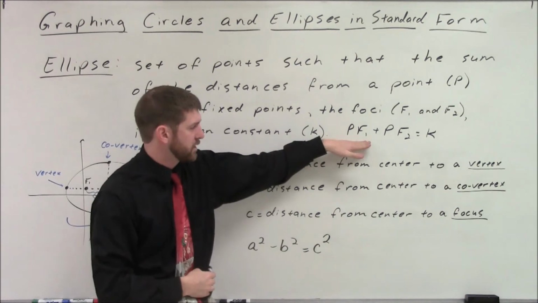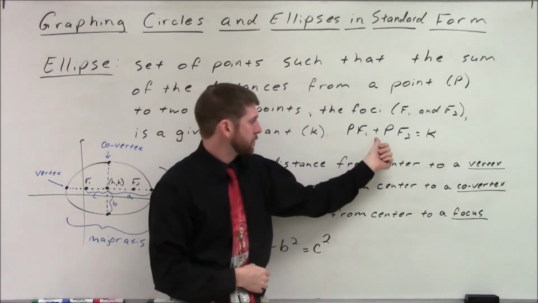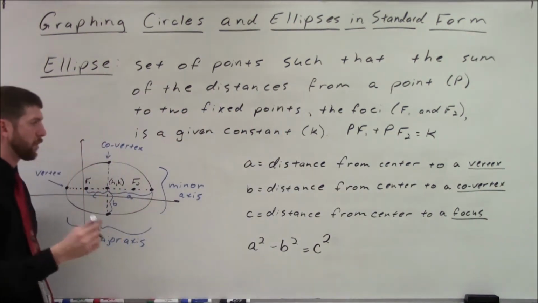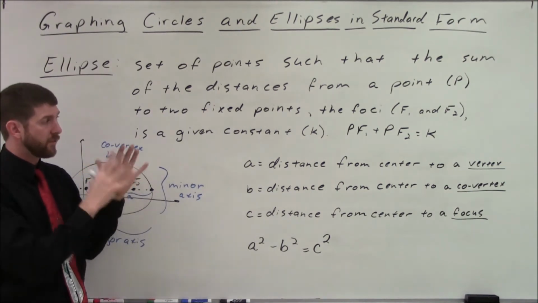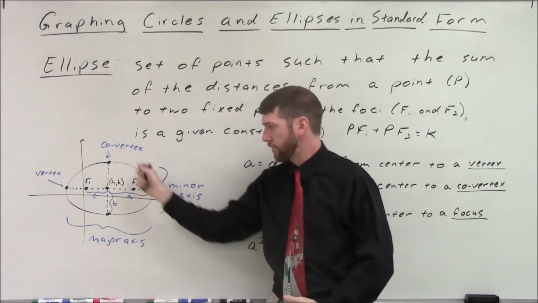And that's just what this little definition says here. Distance from a point to one focus plus a point to another focus is equal to a constant. And the foci are just two defined points. It's actually what we are defining this shape, this ellipse, by. So you get this figure right here.